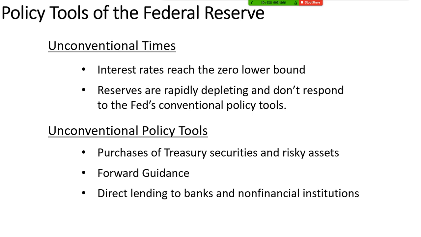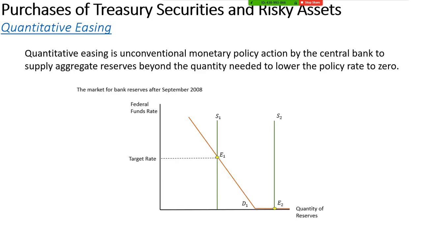So I want to get more specific about another unconventional policy tool, and that's the purchase of Treasury securities and risky assets. We talked about this, but I just want to get more specific about how the Fed actually does this. Last time I remember getting the question about quantitative easing, so we're going to talk more specifically about what that actually is. The Fed's purchase of Treasury securities and risky assets can become what's called quantitative easing.